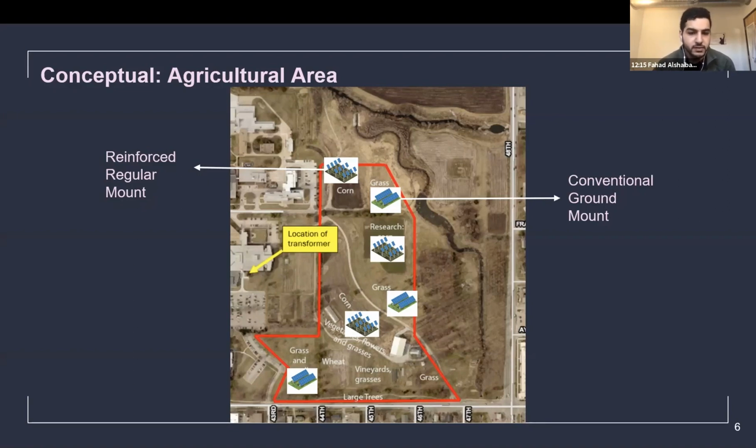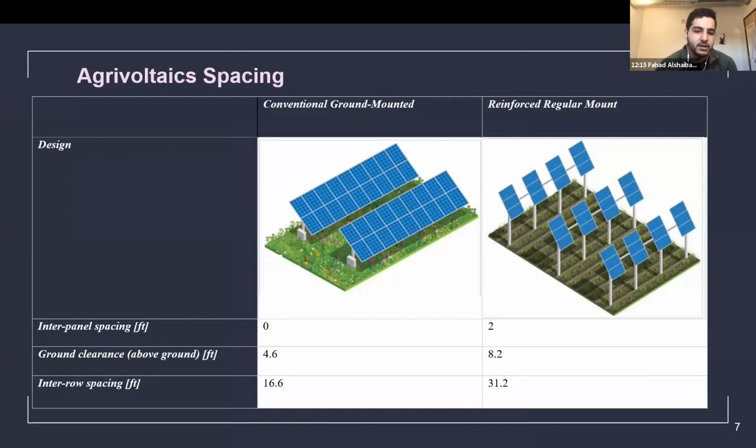Next, looking at row spacing, since the plants were not expected to be high for the conventional ground mount system, the ground clearance was kept to 4.6 feet and the row spacing was set to 16.6 feet to allow the grass some access to sunlight and avoid complete shading over the plants. As for the reinforced system, the ground clearance was set to 8.2 feet to allow the crops to grow as much as possible, and the inter-row spacing was set to 28.3 feet to make it possible for large equipment to move freely in the area.